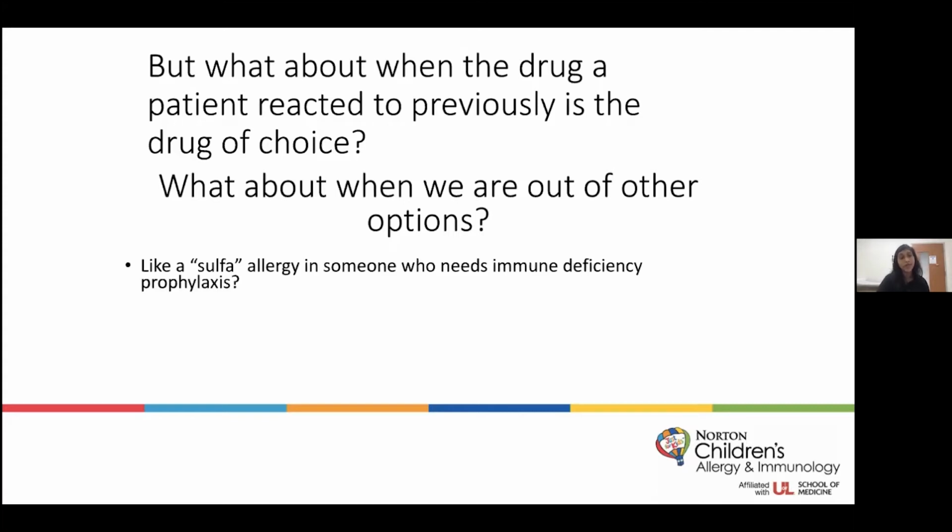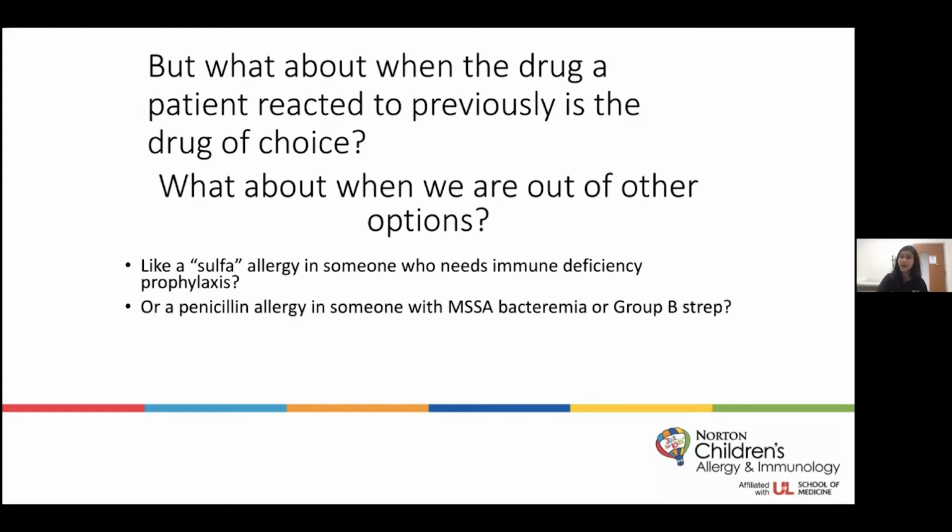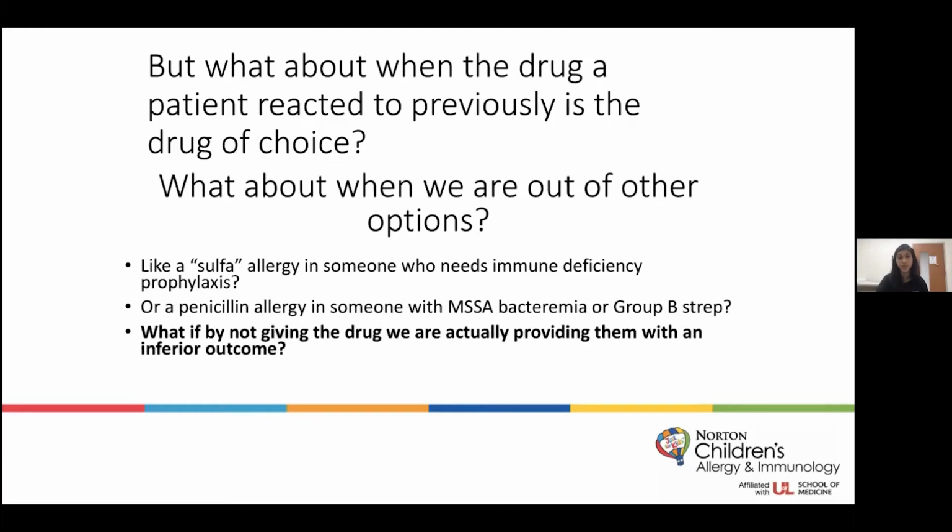What if a patient has a sulfa allergy and needs immune deficiency prophylaxis, or a transplant patient? Penicillin allergy in a patient with MSSA bacteremia, group B strep. What if by not giving the drug, we're actually providing them with an inferior outcome?